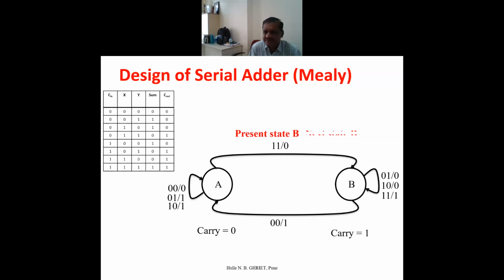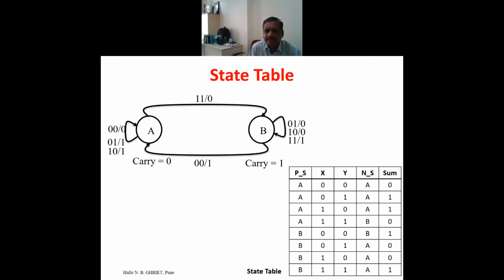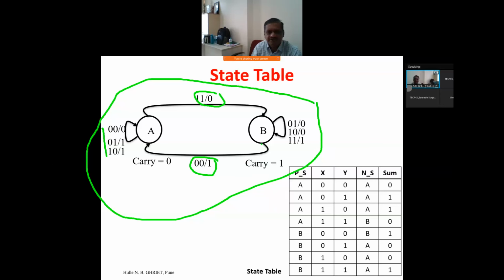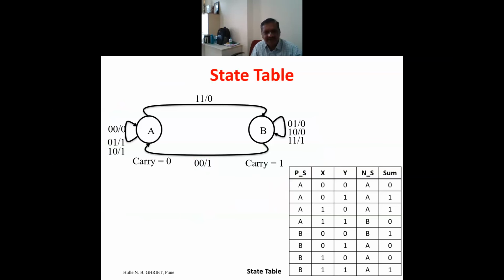Then coming back, and something like this. This will be the final state diagram, which I have discussed with you. This is the state diagram. For these three inputs, we will be in the same state. For this input, we will change from A state to B state. And from this input, we will change from the B state to A state. And the same thing I have tried to mention in the table.